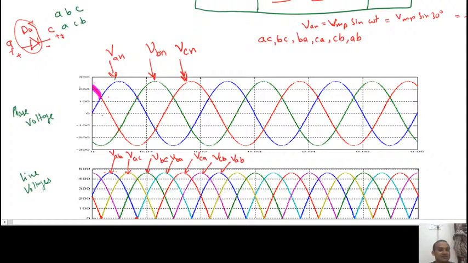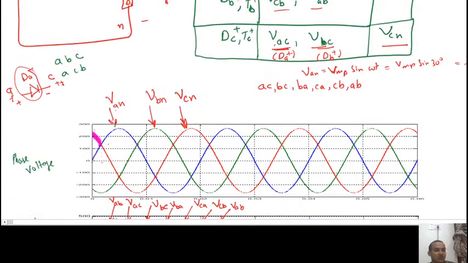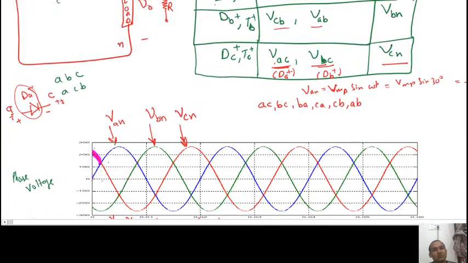Once C has started conduction, what are the line voltages? VAC and VBC. So which will conduct? VAC was across diode DA positive, and VBC was across DB positive. So now A positive is going to conduct. As soon as A positive conducts, C will get reverse biased.